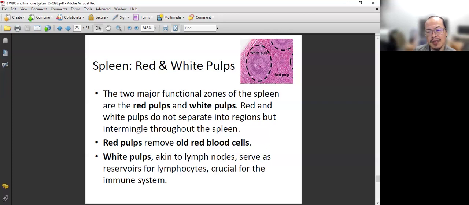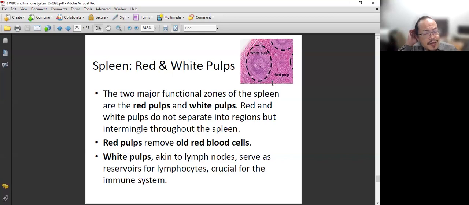So I show you the histology here, tissue slides here. You can see the red pulp here. The whole thing is called red pulp. You can see these circular areas. This is called white pulp. This white pulp is akin to the lymph node. So you have lymphocytes here. So this one serves as the immune system.